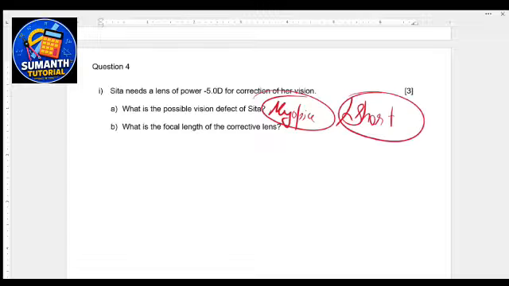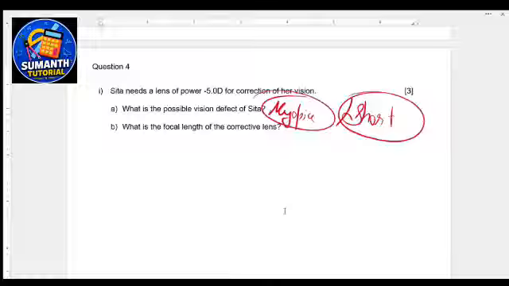See here, the application part you are going to learn in defects of the eye. Short-sightedness, myopia, long-sightedness, hypermetropia. The correction lens for myopia is a concave lens, and for hypermetropia is a convex lens. So how to identify which lens it is? Based on the power. If the power is negative, the lens specified will be concave. If the power is positive, the lens the doctor specifies will be convex. Now see here. Here the answer is myopia, 1 mark.